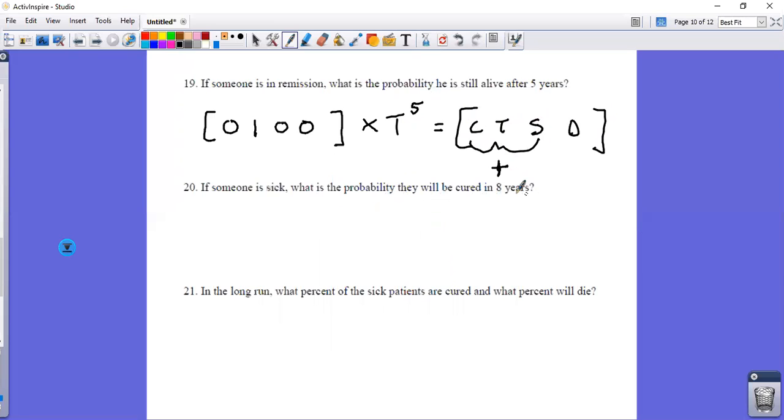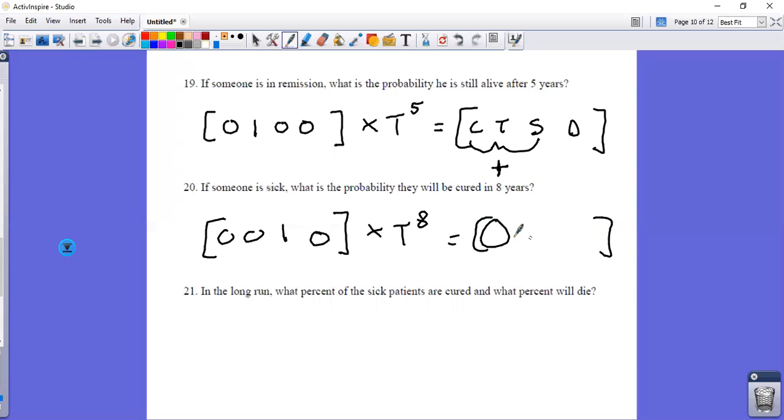If someone is sick, what's the probability they'll be cured within 8 years? So if they are sick, what is the probability they are here, cured, in 8 years? And in the long run, what percent of the sick patients are cured and what percent will die?